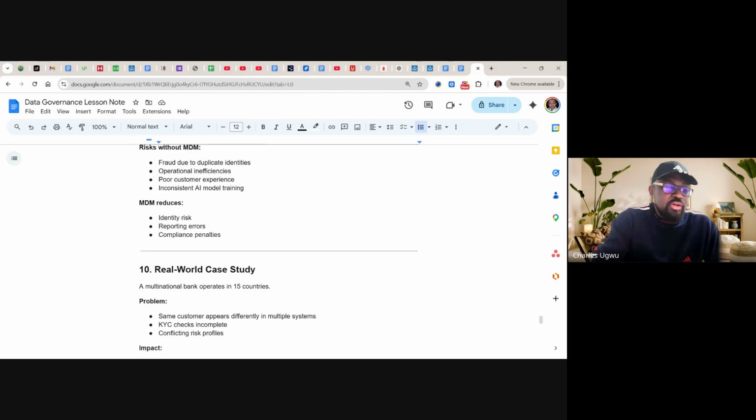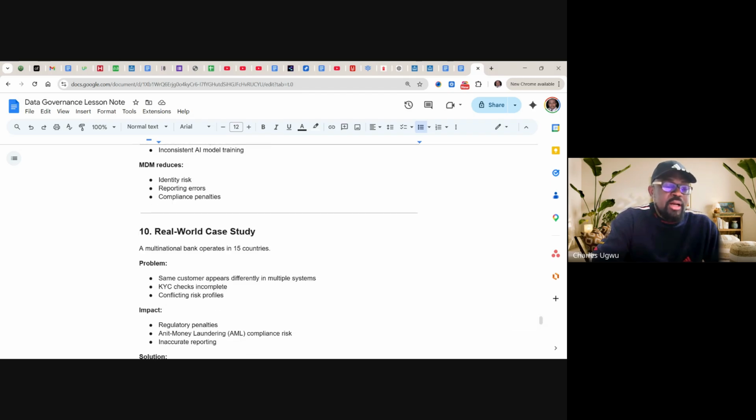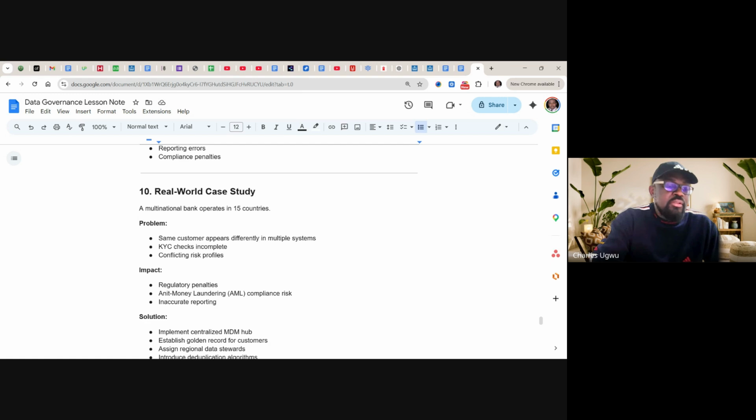Real-world case study. A multinational bank operates in 5 countries. What is their problem? The same customer appears differently in multiple systems. KYC checks are incomplete, with conflicting risk profiles. The impact: regulatory penalties, anti-money laundering compliance risk, and inaccurate reporting.